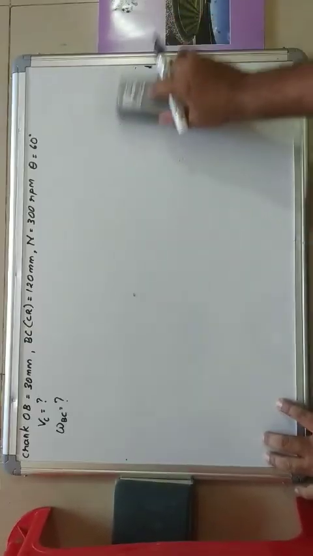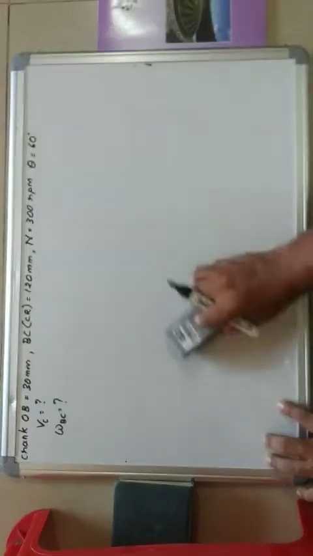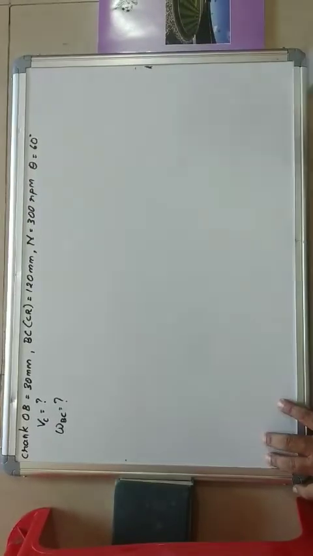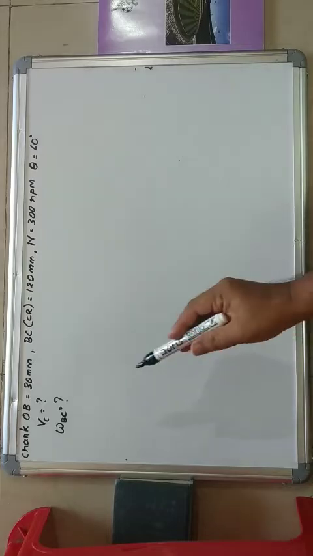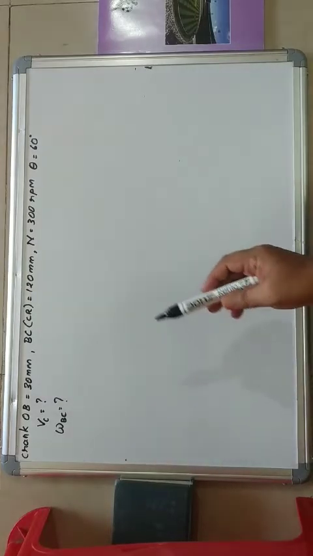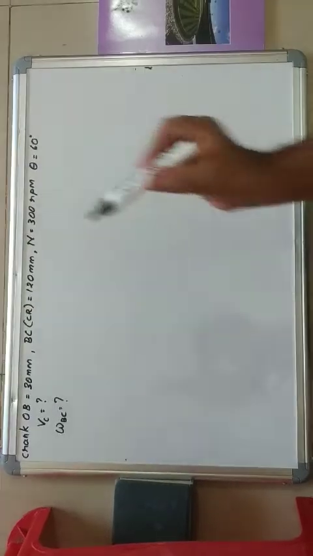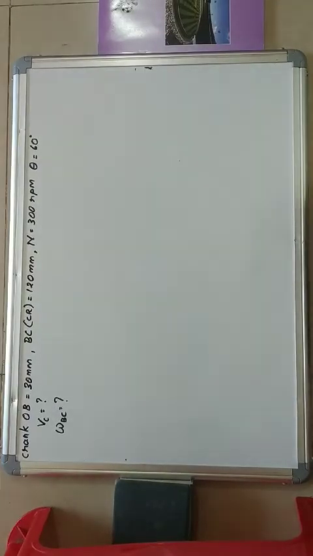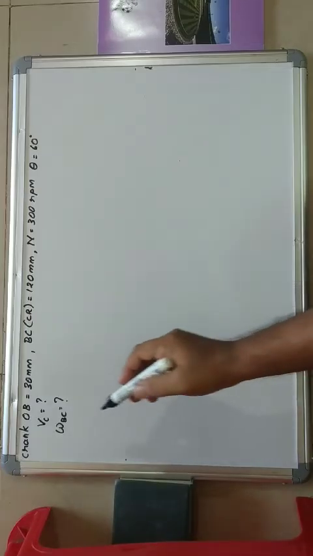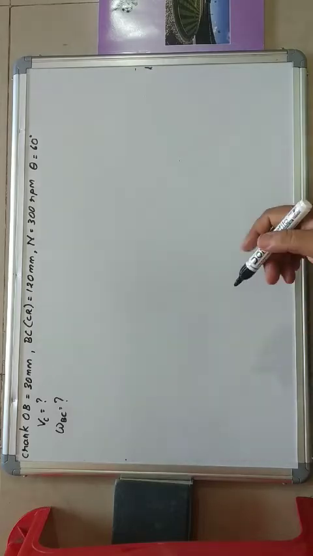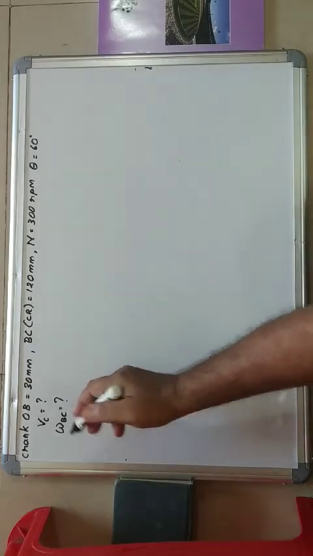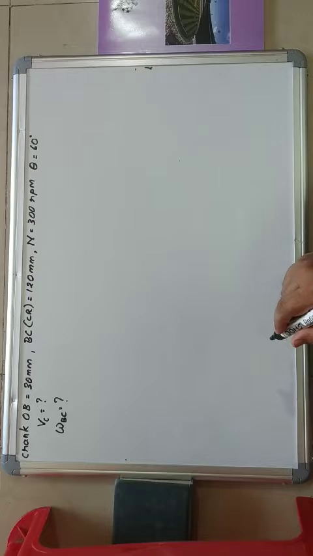So, the given data you can see here. The crank OB is given as 30 millimeters. The connecting rod BC is 120 millimeters. N is equal to 300 rpm. Theta is equal to 60 degrees. Now, what we are going to find, as I told you, is VC, that is the velocity of the slider, and the angular velocity of the connecting rod BC.